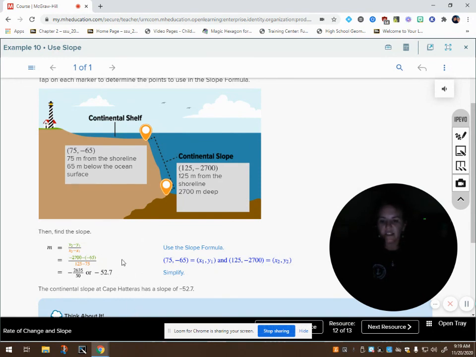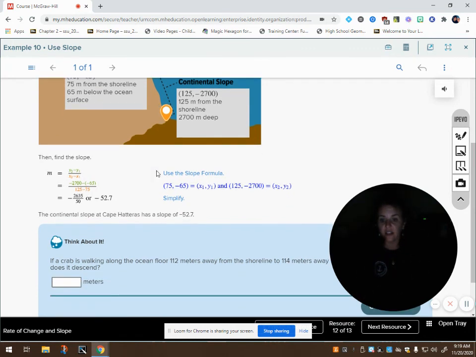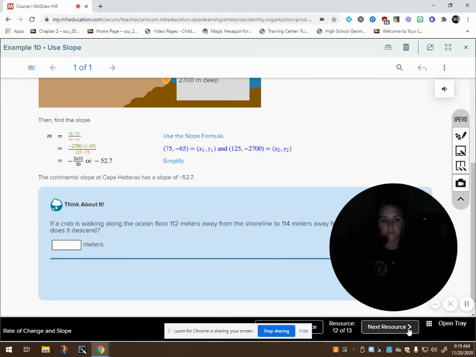So what that means is, this was in meters, right? It's dropping 52.7 meters at a time. As you go out 1 meter, it drops 52 meters. Go out a meter, it drops 52 meters. That is a lot. That's a huge, huge drop.